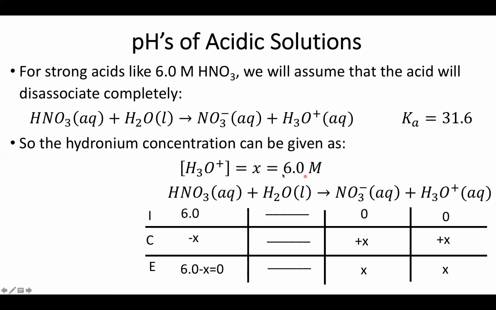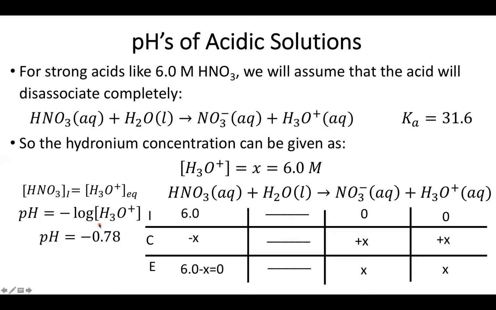So this gives me a hydronium concentration. Then I can go ahead and, using this relationship, say that anytime I've got a strong acid, my equilibrium level of hydronium will be the same as my initial concentration of strong acid. We're going to use this a lot. So then, now that I've got my hydronium concentration, I can go ahead and calculate the pH as negative log of that concentration. And it turns out this gives me a pH of negative 0.8.